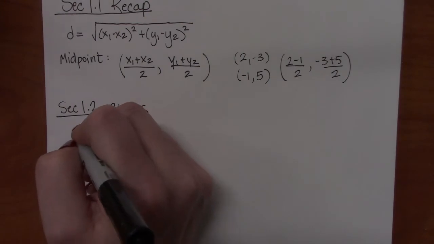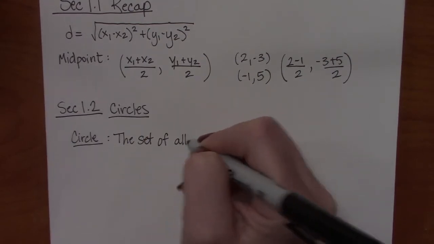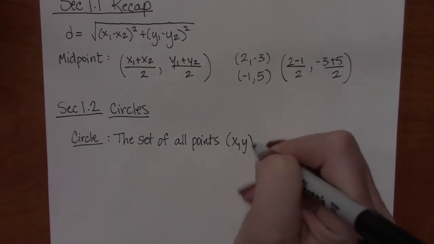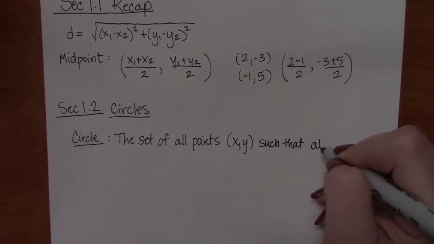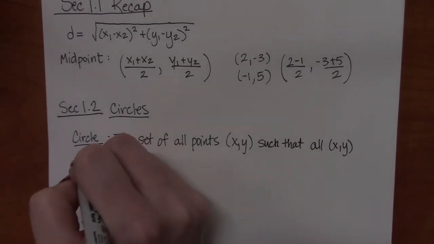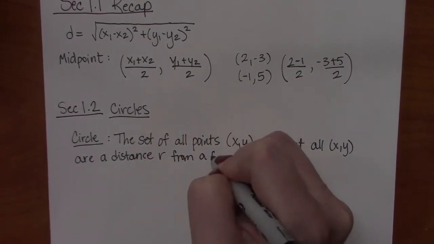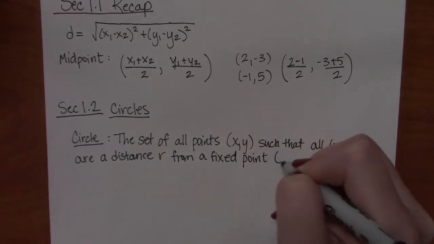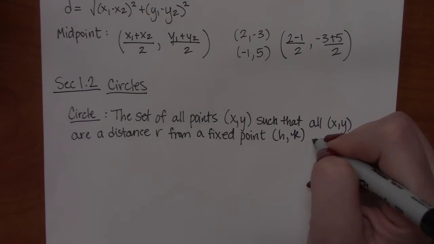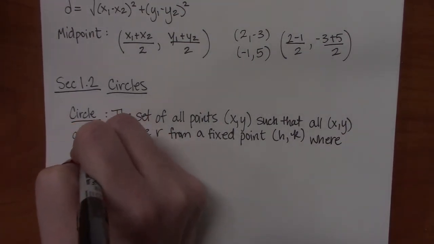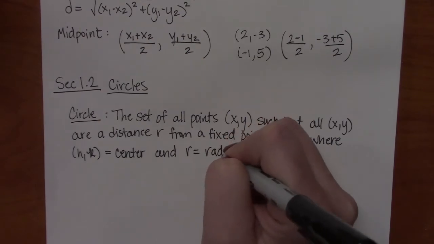And so let's start out by defining what a circle is, okay? A circle is the set of all points of the form (x, y) such that all (x, y) are a distance r from a fixed point, not a sick point, a fixed point, (h, k), where (h, k) is known as the center and r is the radius.